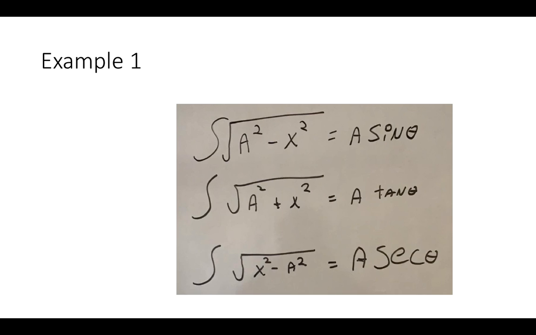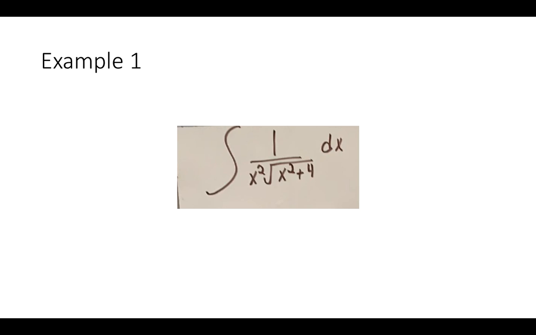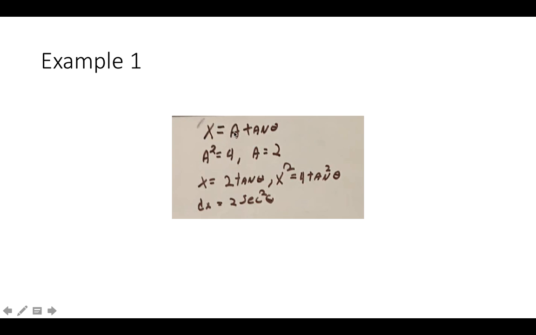Now that we know what formula we're going to use, what I like to do is try to simplify the integral. We need a dx, so we're going to get the derivative of x, and we need x squared, so we're going to square x. So x is equal to a tan theta, which means a squared is equal to 4, so a is equal to 2. We write it as x is equal to 2 tan theta.